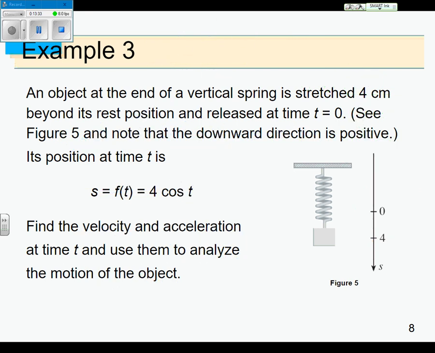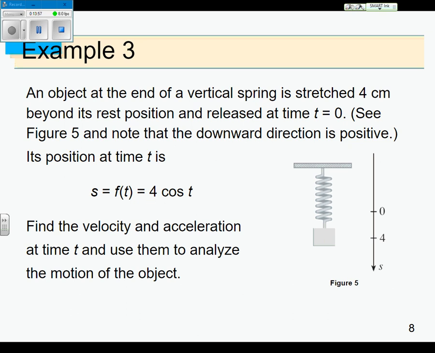I think I'm going too far on my circles. There we go. So an object is at the end of a vertical spring and it's stretched 4 centimeters beyond its rest position. And it's released at time equals 0. Okay, so imagine taking this spring right here and you're pulling down on it. You've got a picture of it right there.